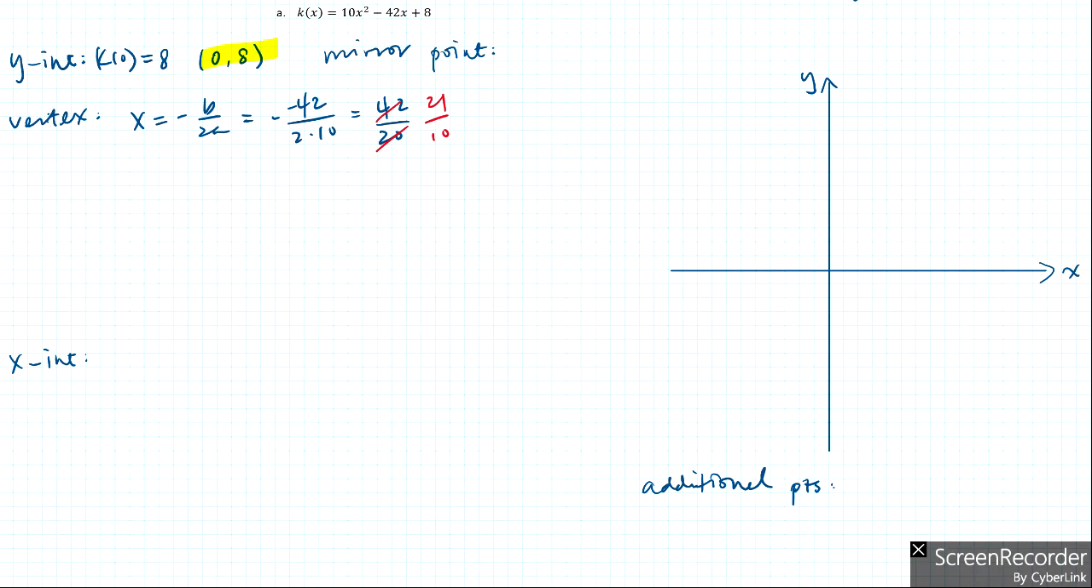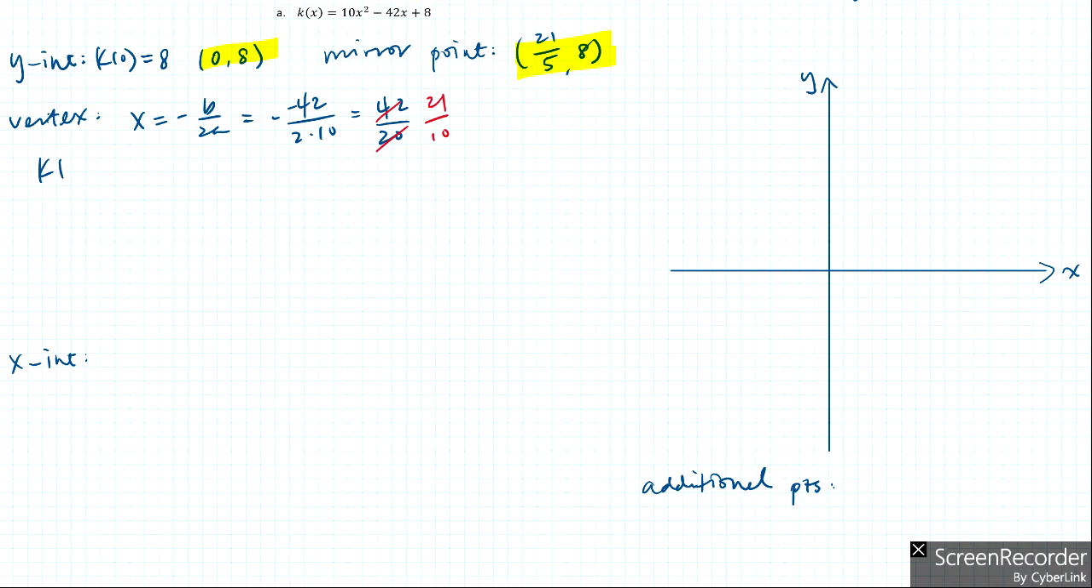And you can alternatively do the mirror point first at this point, because we know the mirror point is going to have the x-coordinate which is twice as much as the axis of symmetry equation. So we would get 2 times 21 over 10, which is 21 over 5. And it's the same height as the y-intercept, so the y-coordinate is still 8. So therefore, we get the mirror point already. And then the more painful process of finding the y-coordinate of the vertex.